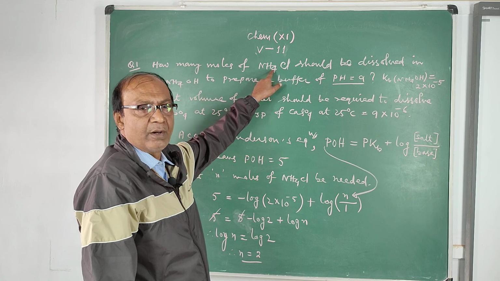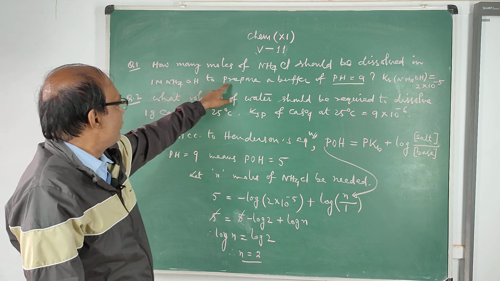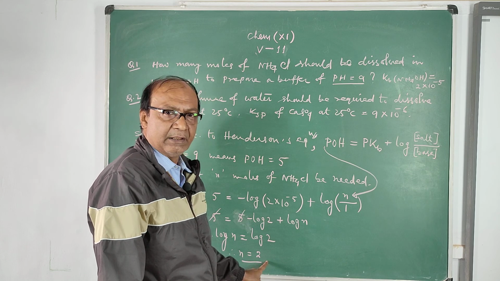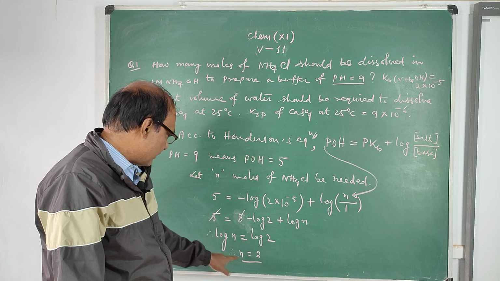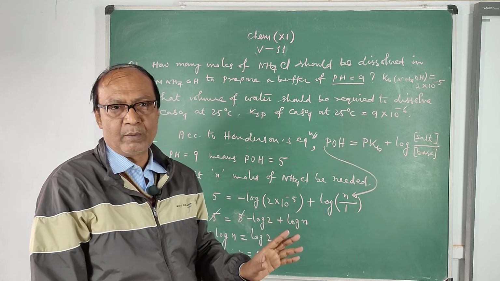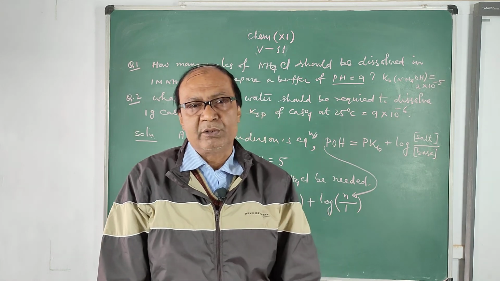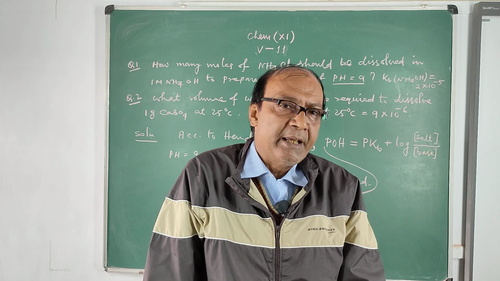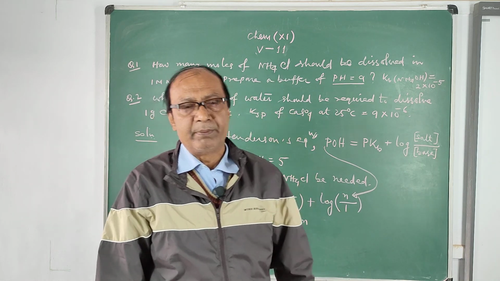So 2 moles of ammonium chloride should be dissolved in 1 molar ammonium hydroxide solution to prepare a buffer solution of pH 9. This is the way to find the answer. So you have understood it. How many moles of ammonium chloride would be needed? The number of moles needed equals 2 moles. This is problem number 1. So keep the Henderson equation in mind: for a basic buffer, pOH equals pKb plus log salt by base, and for an acidic buffer, pH equals pKa plus log salt by acid. These two equations are important for buffer solutions.